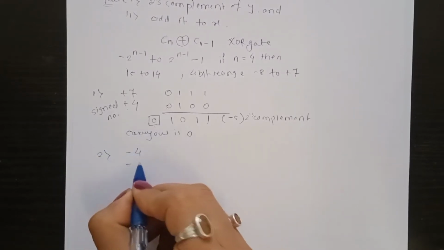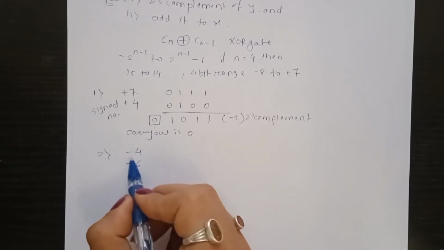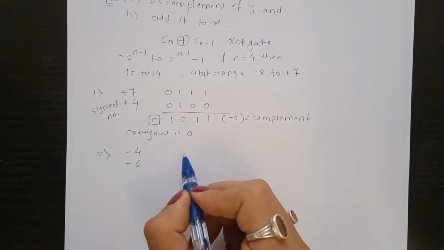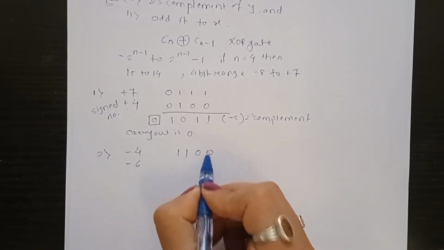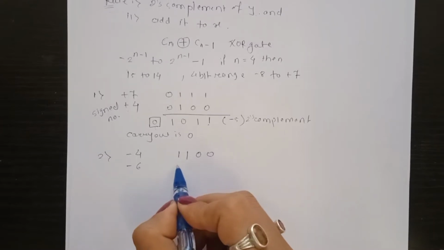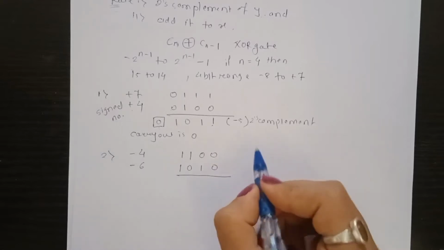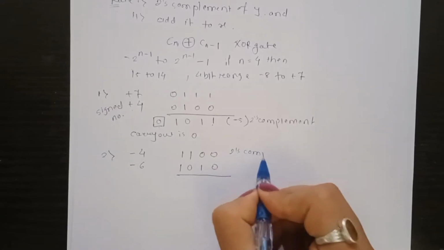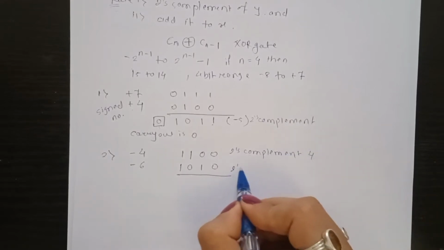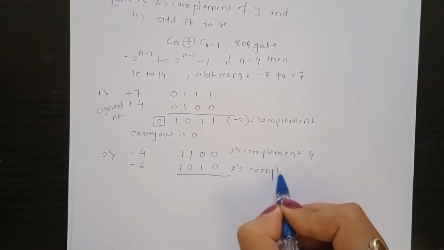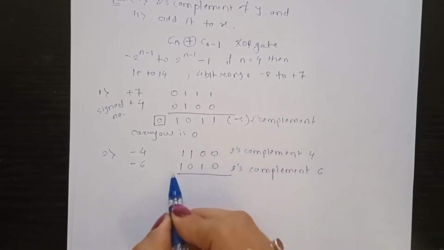Minus 4 and minus 6. Okay, now again the sign of the two operands is the same. In 2's complement, the minus 4 representation is 1 1 0 0, and the minus 6 representation is 1 0 1 0. This is the 2's complement of 4, and this is the 2's complement of 6.